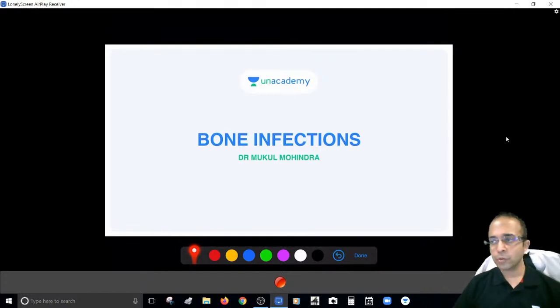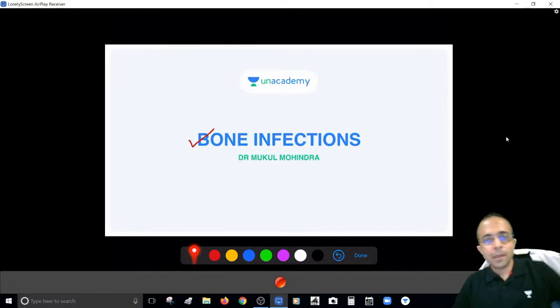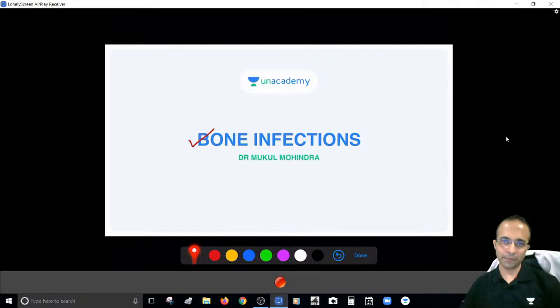Perfect enough. So I think we can quickly get going with a quick overview of the bone infections that I intend to go ahead with today. Because perhaps in every exam at least a question comes from the area of bone infections. So somewhere down the line, a small limited area ensures that at least you get a mark in your pocket. So that's the whole idea of discussing.